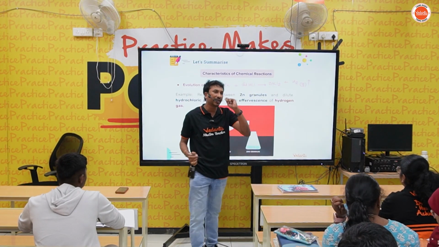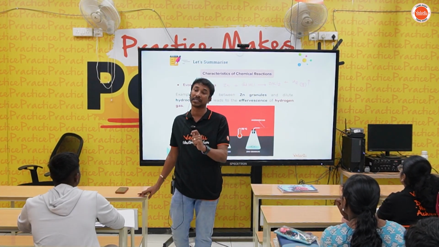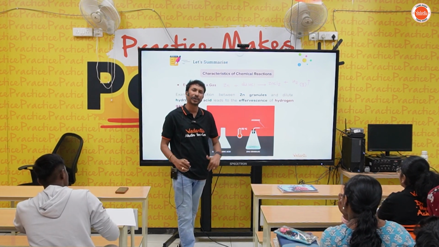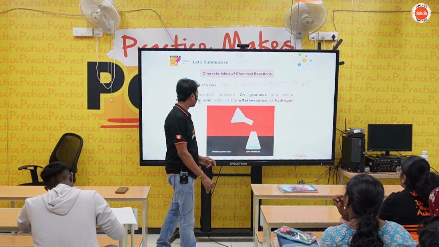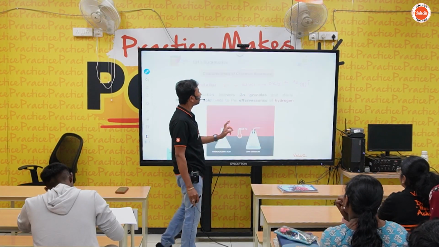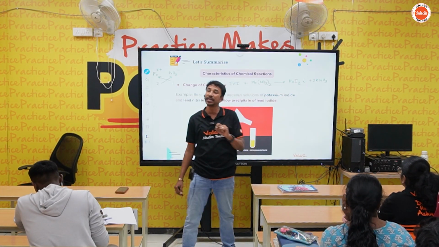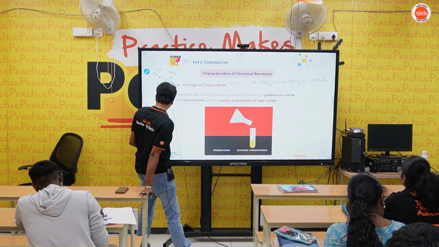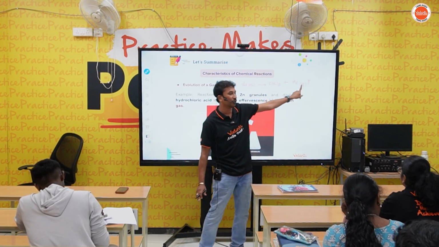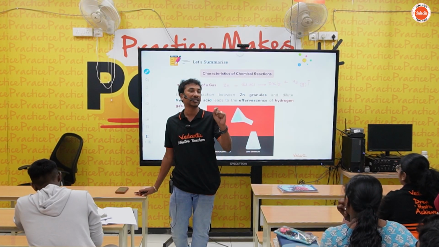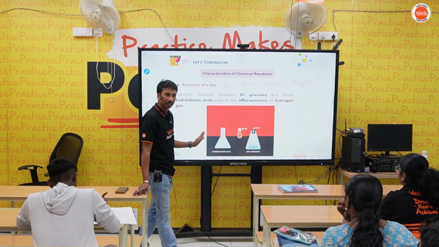Generally how do you represent that a gas is evolved? By giving an upward arrow mark. How do you represent that something is getting precipitated? By showing a downward arrow mark, right? In the previous case I gave a downward arrow mark, which indicates that it is getting precipitated, whereas here we have given an upward arrow. What that means in a chemical reaction is that the gas is getting evolved, right?